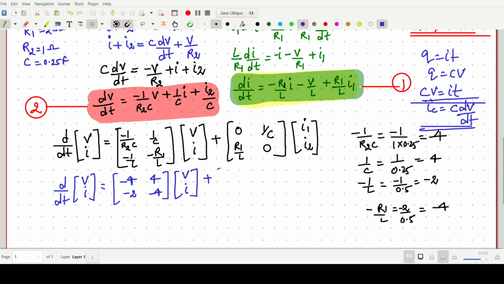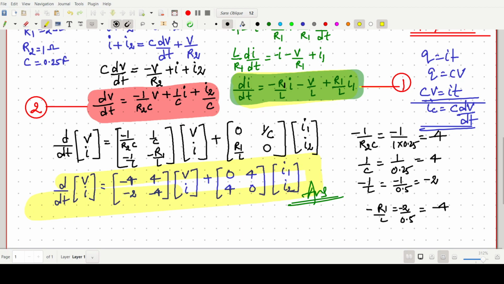Plus 0, 1 by C, 1 by C is 4. Then R1 by L, but positive. So it should be 4, 0, times I1, I2. So this one is the final result. Okay, I am highlighting this one. So this should be the final result.